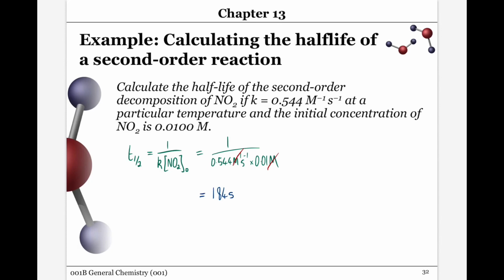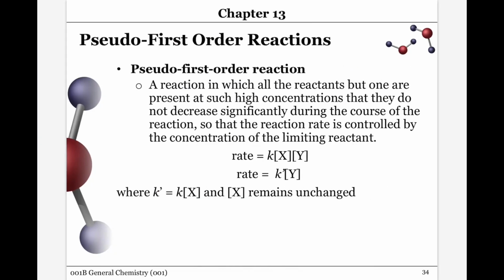So what we do is try to simplify that down, and one way of doing that is to introduce this idea of pseudo first order reactions. When we're dealing with a reaction that has two reactants and it's overall a second order reaction, the rate expression looks like this, where we have the rate constant multiplied by the concentration of reactant X multiplied by the concentration of reactant Y.